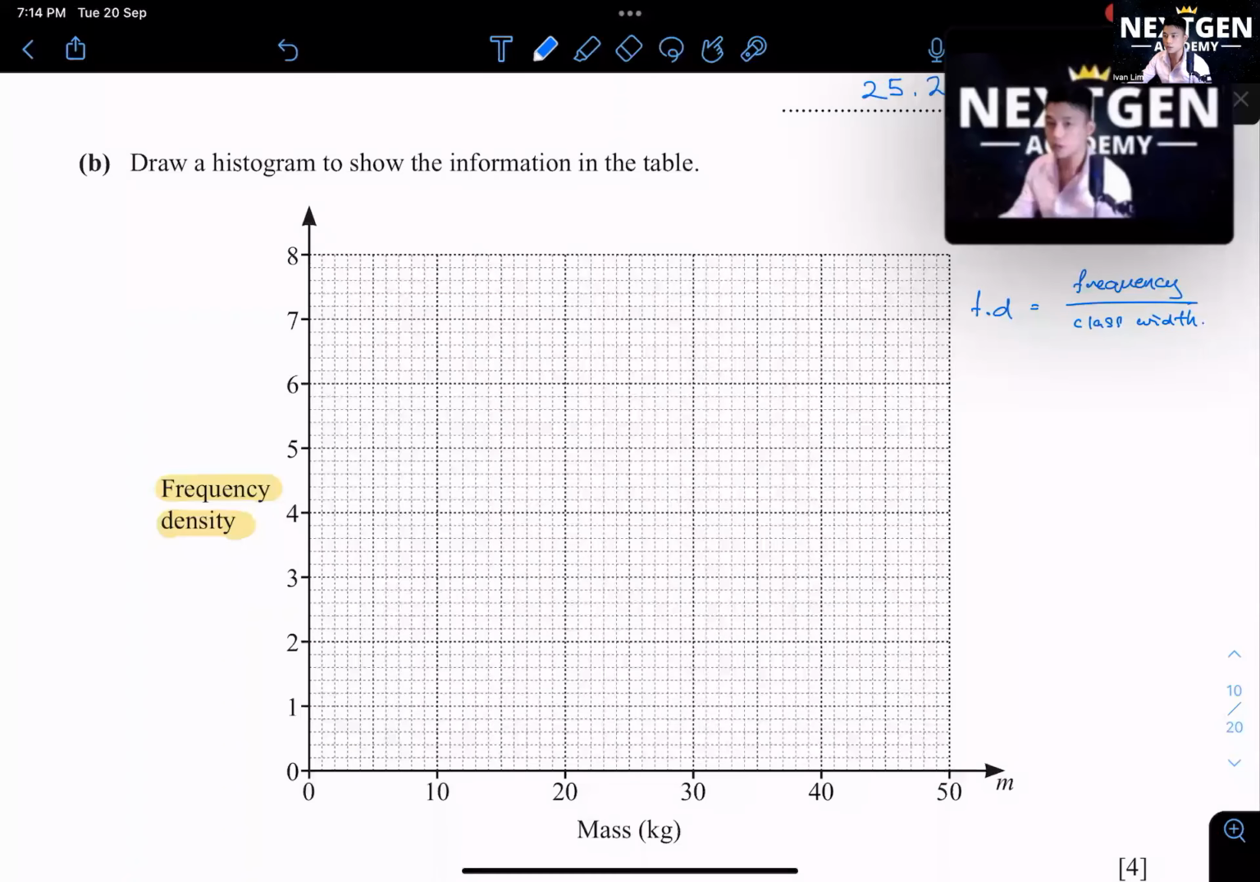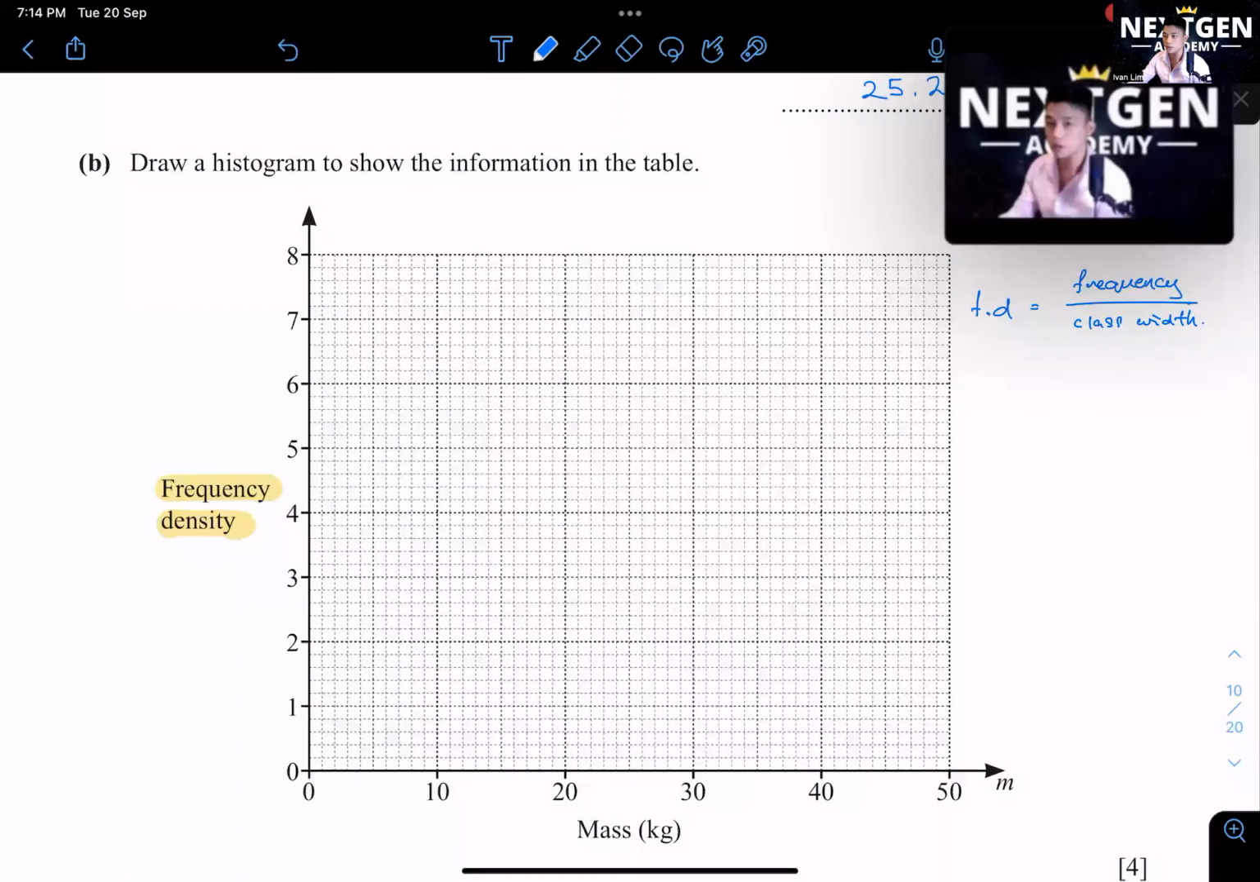Sometimes they might ask you to draw the cumulative frequency diagram. In the previous question, they asked you to draw the histogram. Sometimes they may ask you to draw another graph, so you need to be ready and know how to draw all the graphs. In this case, they just ask to calculate the percentage of children with a mass greater than 10 kg. How many of them? This plus this plus this plus this.